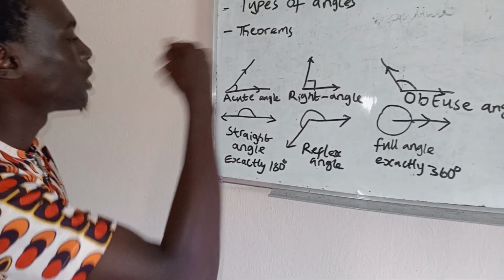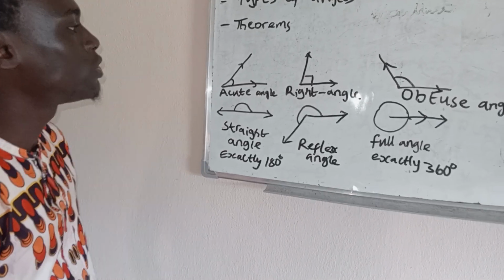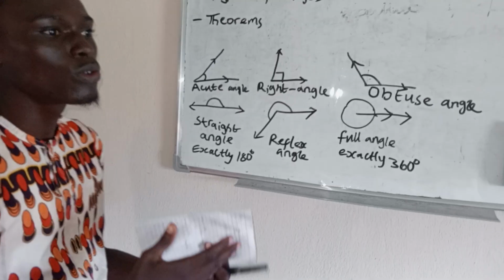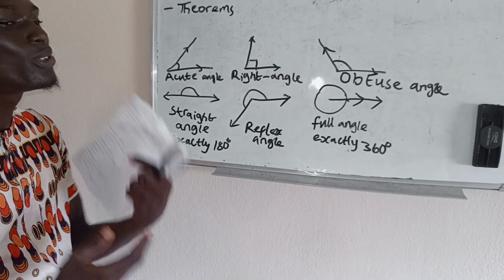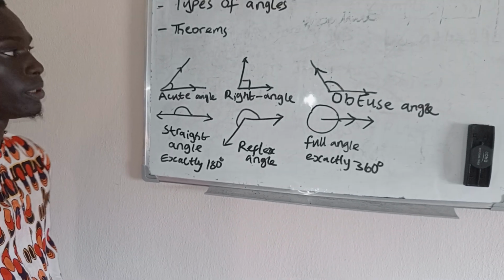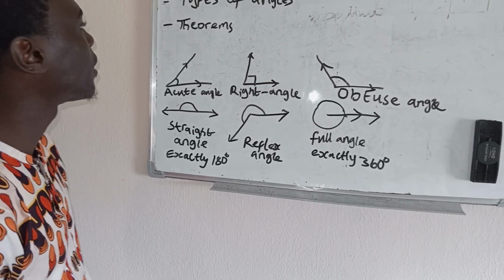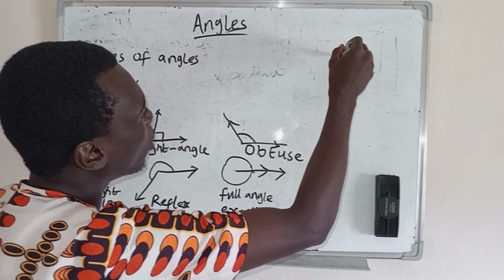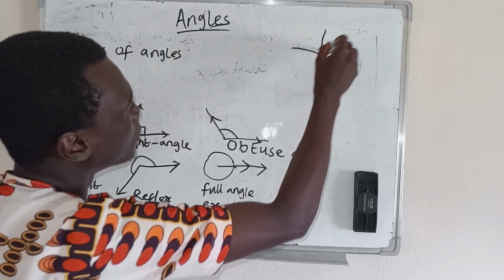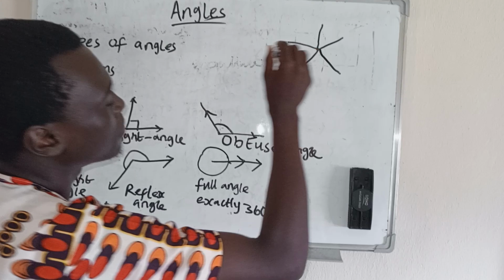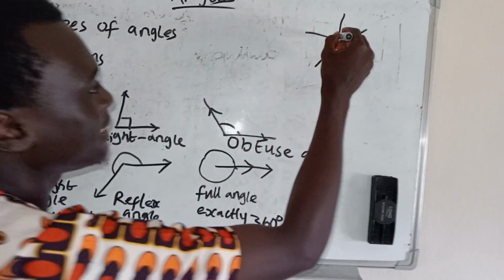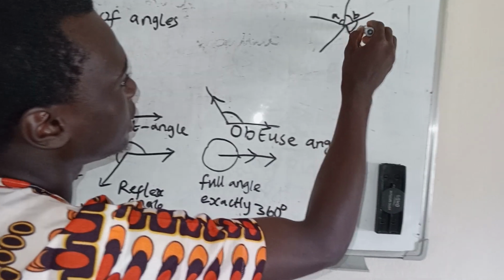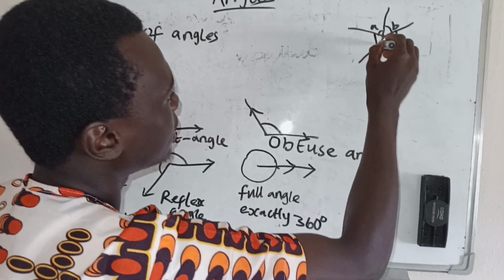Very good. From there now we are going to look at theorems we are going to be using in solving some of our angle problems. Theorems that are going to guide us when we are solving problems. The first theorem I would like to tell us is that angles at a point sum up to what? 360 degrees. For example, maybe I have A, B, C, D, E.